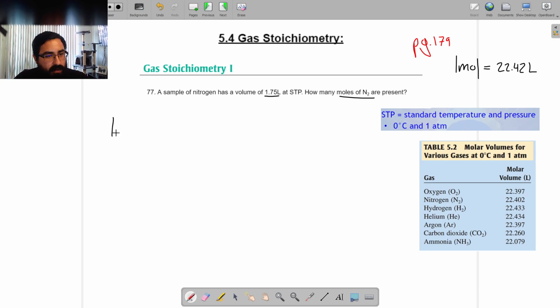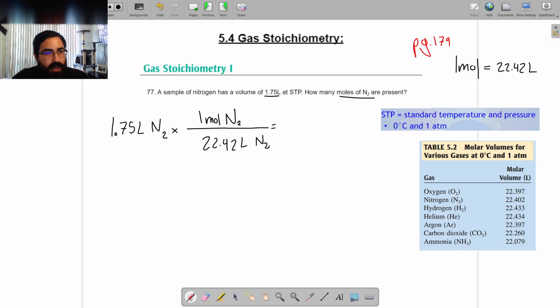So we have 1.75 liters of N2, and we want to turn it into moles. So using this equality over here, we know that 1 mole of N2, we're trying to find it so it goes on top, is equal to 22.42 liters of N2. And when you take a look at the units, the liters cancel, we're left with moles. So our answer is going to be moles of N2.